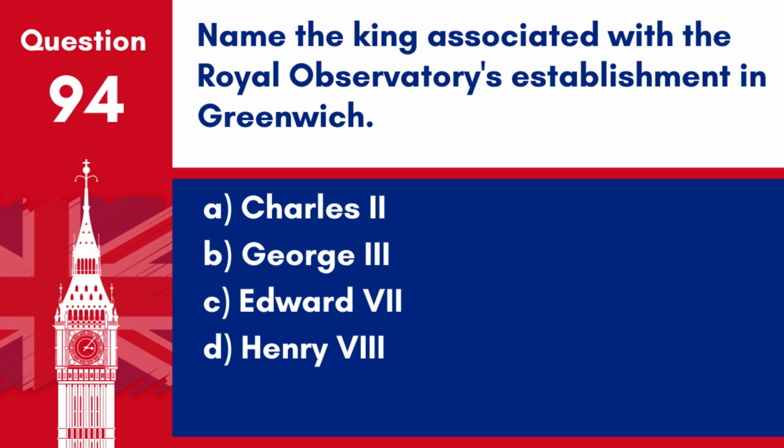Question 94. Name the king associated with the Royal Observatory's establishment in Greenwich. A. Charles II. B. George III. C. Edward VII. D. Henry VIII. Answer. A. Charles II. King Charles II is associated with the establishment of the Royal Observatory in Greenwich in 1675, part of his efforts to improve naval navigation.